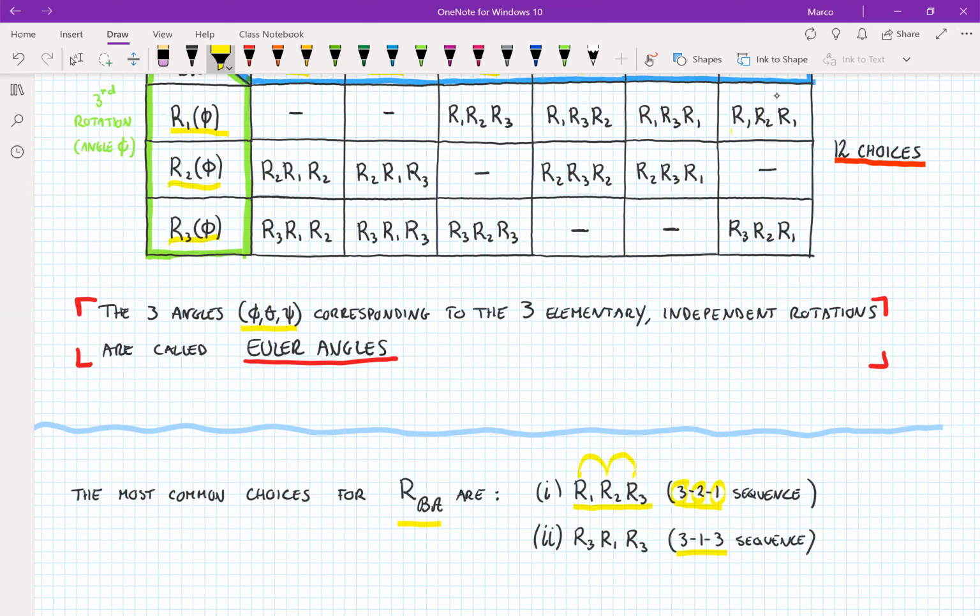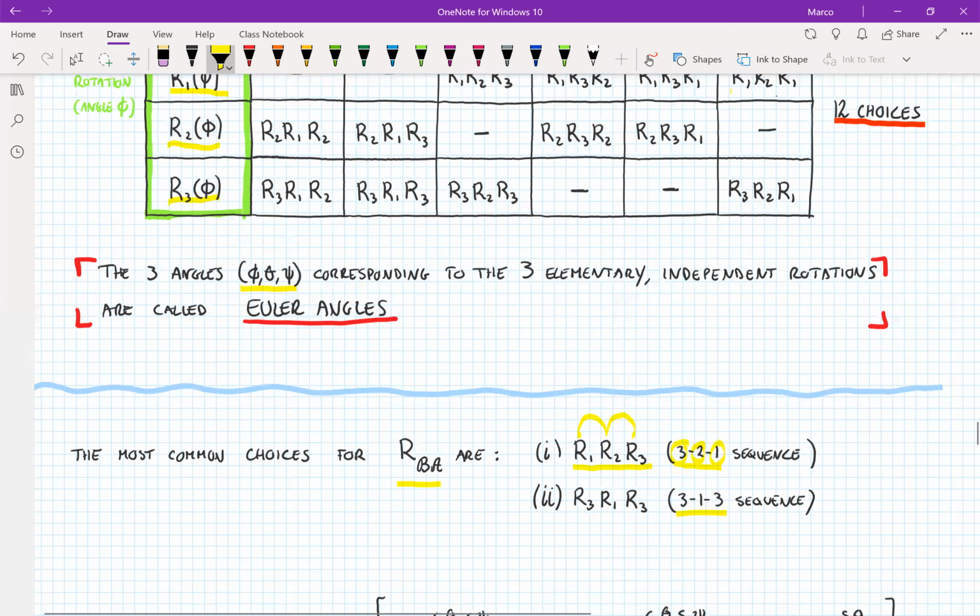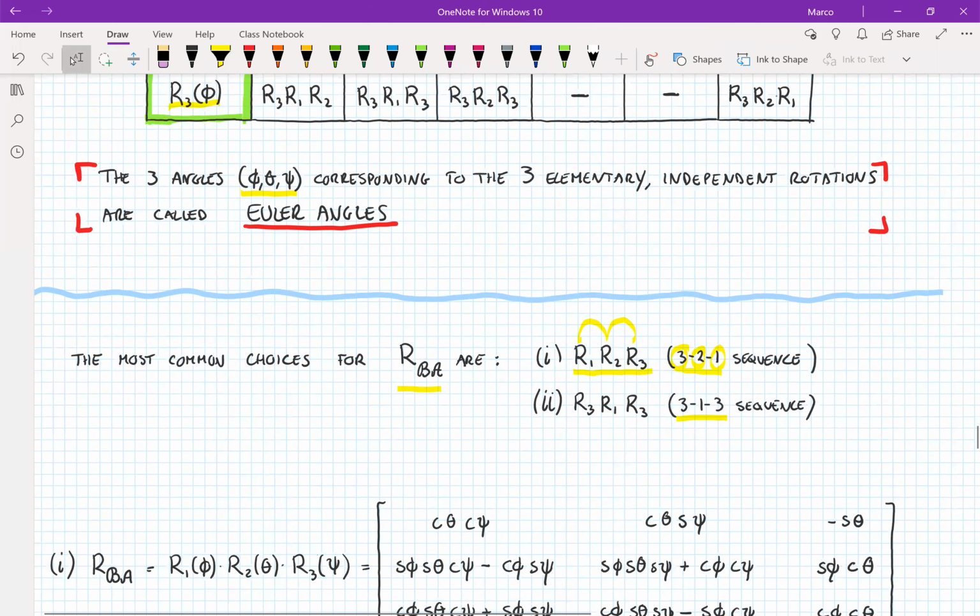Okay. So just make sure that you're sure about this. And of course, for the 3-1-3, it doesn't really matter because it's a symmetric rotation. As a matter of fact, sometimes if you find rotation matrices, they're like this: R1, R2, R1, or R3, R1, R3.